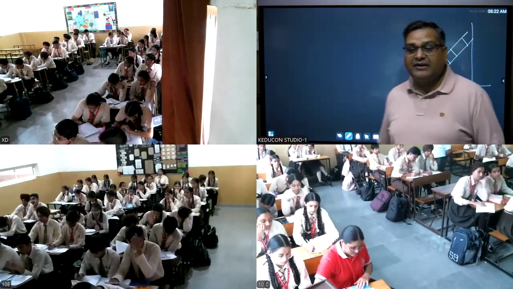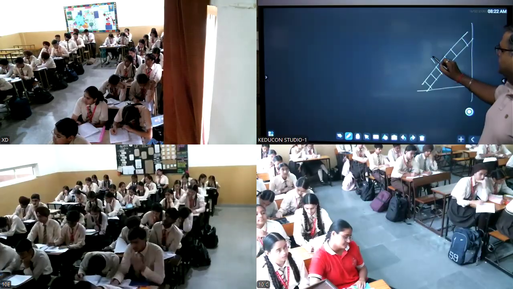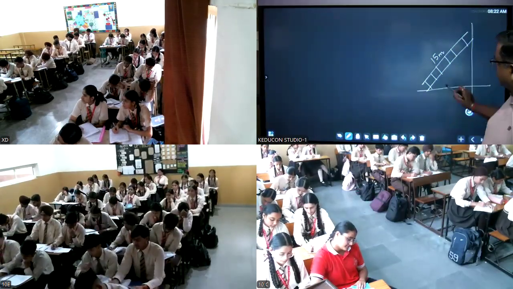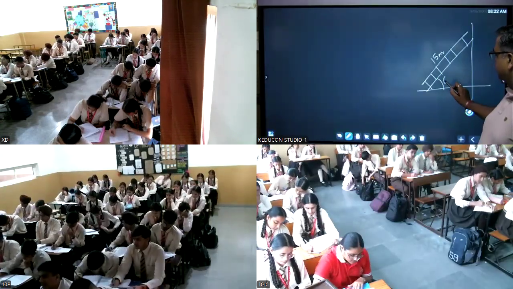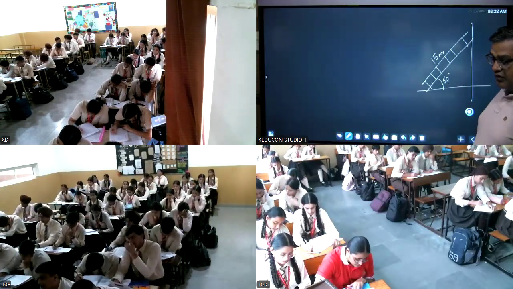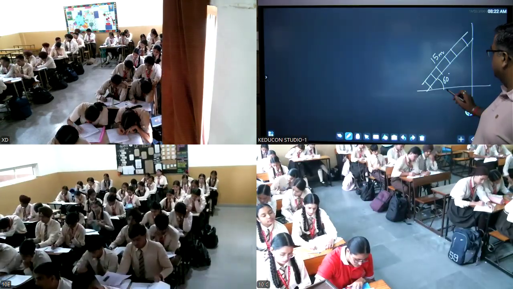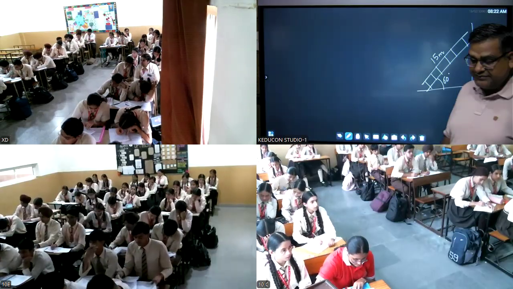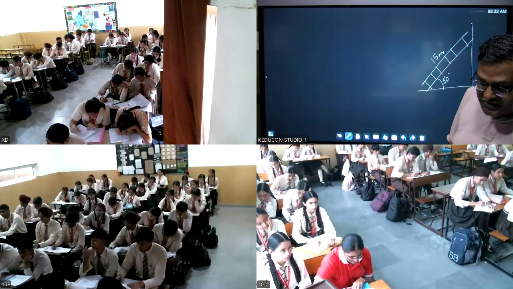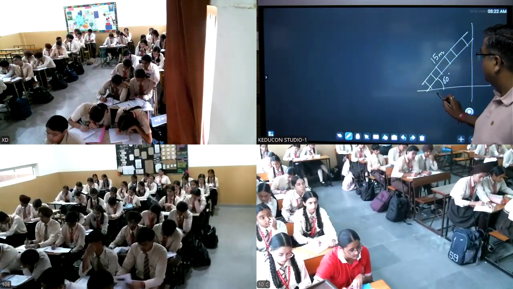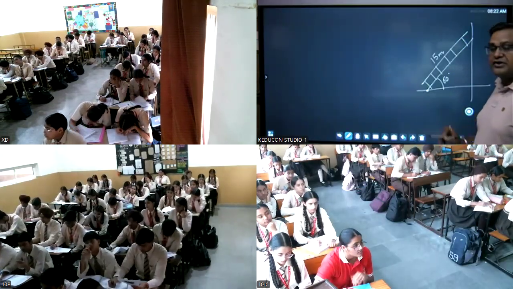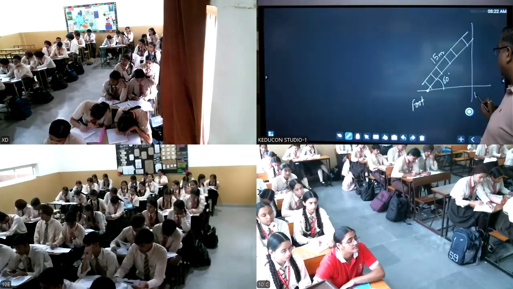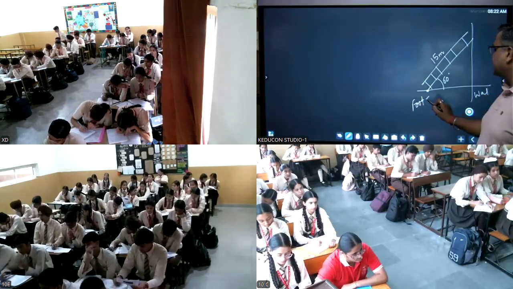A ladder 15-meter long, right? This ladder is 15-meter long. Makes an angle of 60 degree with the wall. Okay? Means this ladder makes the angle of 60 degree. The distance of the foot of the ladder from the wall. This is known as foot of the ladder. And this is the wall. We have to find this distance.